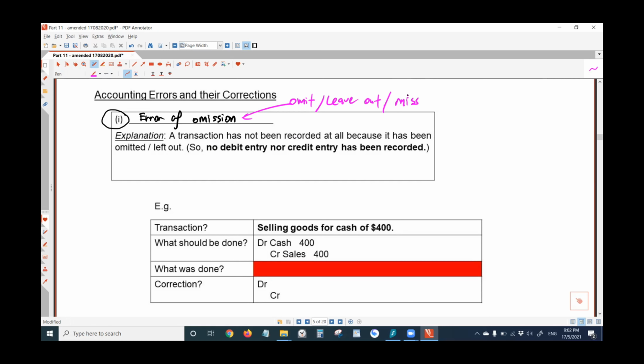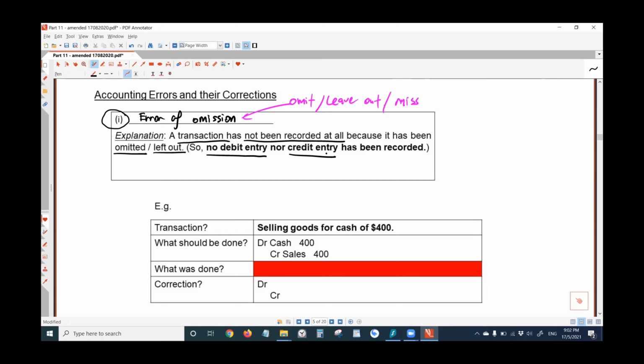So what does this error mean? It says a transaction has not been recorded at all because it has been left out, omitted. That means the question has not done the debit entry. It has also not done the credit entry. So this is error of omission. They have not done the debit entry, and they have also not done the credit entry.